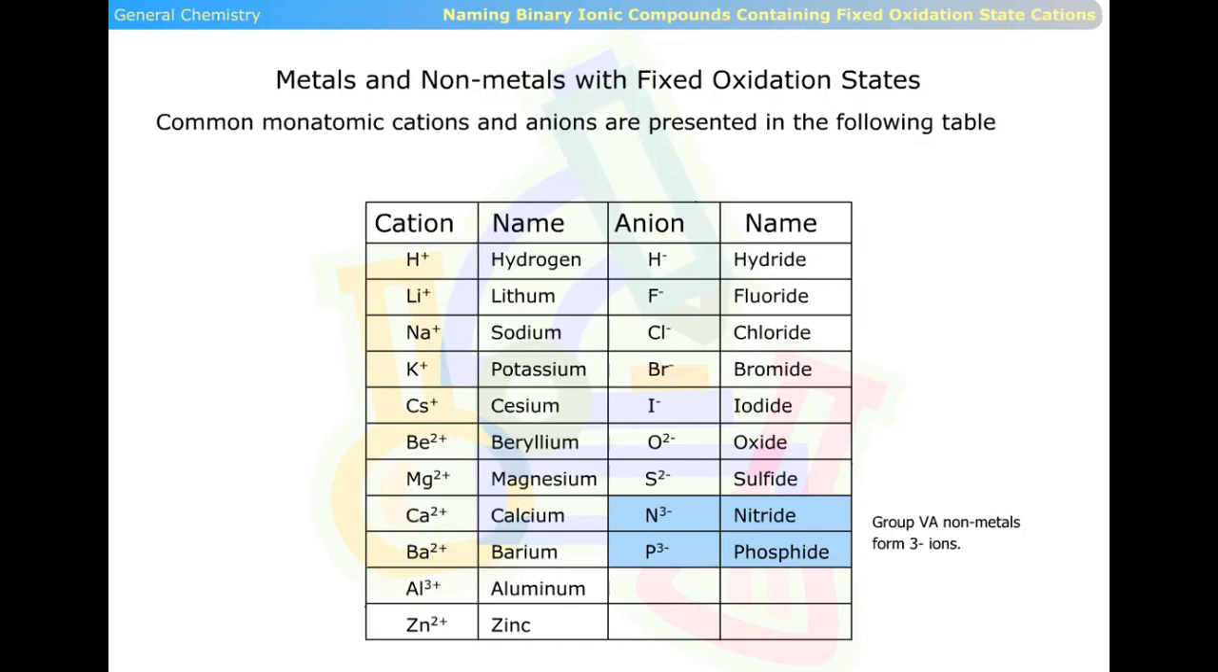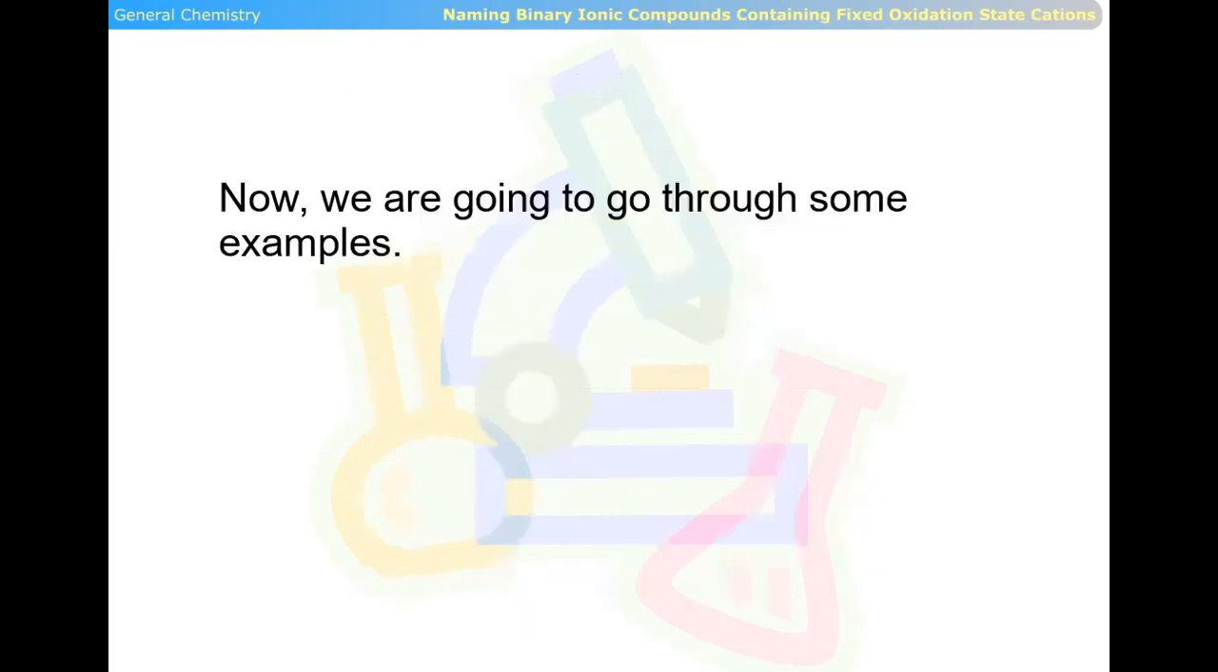Group 5A nonmetals form 3- ions. Group 6A nonmetals form 2- ions. Group 7A nonmetals form 1- ions. Hydrogen can form both a cation and an anion.